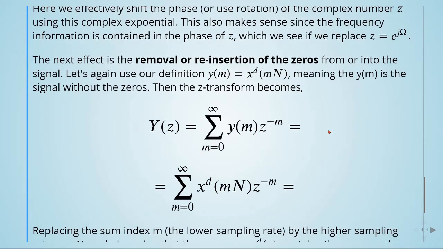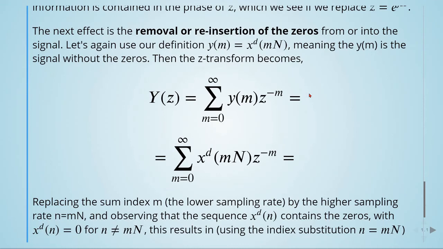The next effect is the removal or reinsertion of the zeros from or into the signal. Let's again use our definition. y of m is equal to x of m times capital N, meaning the y of m is the signal without the zeros. Then the Z transform becomes this relation here.